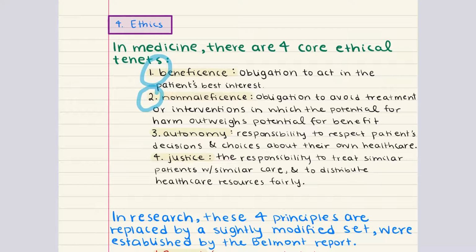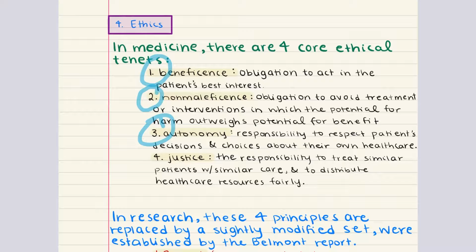The second tenet is non-maleficence. This is often summed up as do no harm, and this principle requires avoiding treatments or interventions where the potential for harm outweighs the potential benefits. For example, a doctor might avoid prescribing a medication with severe side effects if there is an equally effective alternative with fewer risks. The third tenet is autonomy. This emphasizes the responsibility to respect a patient's decision about their own healthcare.